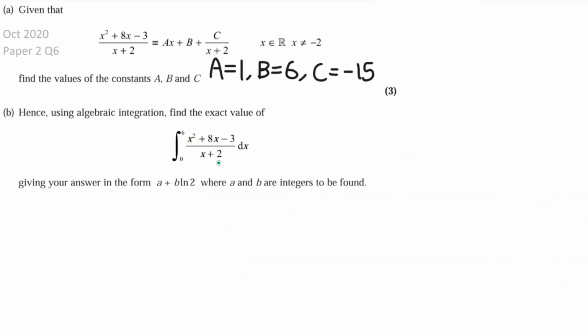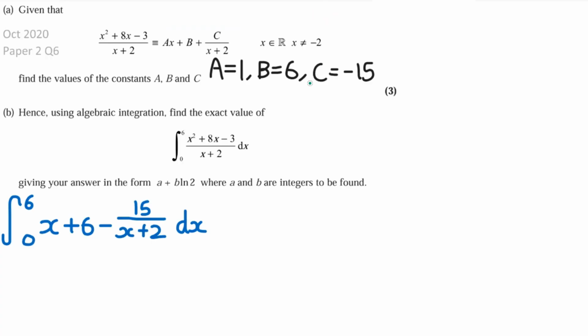Okay, and then for part B, we need to find the exact value of this integral between 0 and 6 of this fraction. We need to give our answer in the form a plus b natural log of 2. As we showed in part A, this fraction can be written like this, with a equal to 1, b equal to 6, and c equal to minus 15. This question is essentially: integrate between 0 and 6 of x plus 6 minus 15 over x plus 2. Okay, so let's solve this integral.